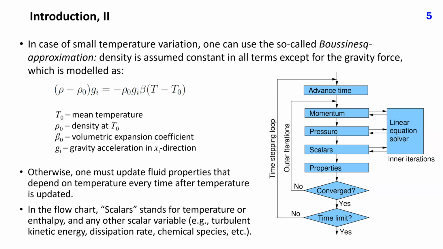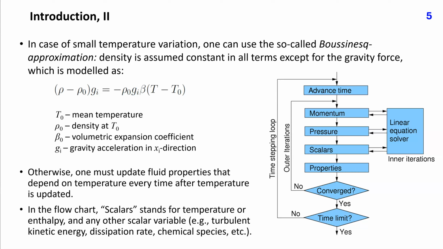In case of small temperature variation, one can use the so-called Boussinesq-approximation. Density is assumed to be constant in all terms except for the gravity force, which is modeled as follows. Here, T0 is the mean temperature, ρ0 is density at T0, beta0 is the volumetric expansion coefficient, and gi is the gravity acceleration in xi direction. Otherwise, one must update fluid properties that depend on temperature every time after temperature is updated.